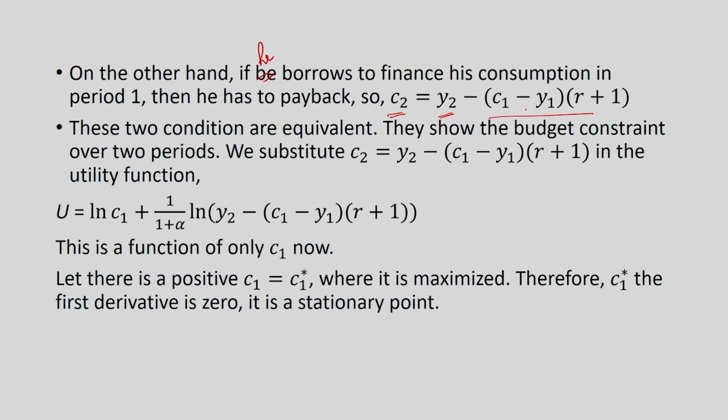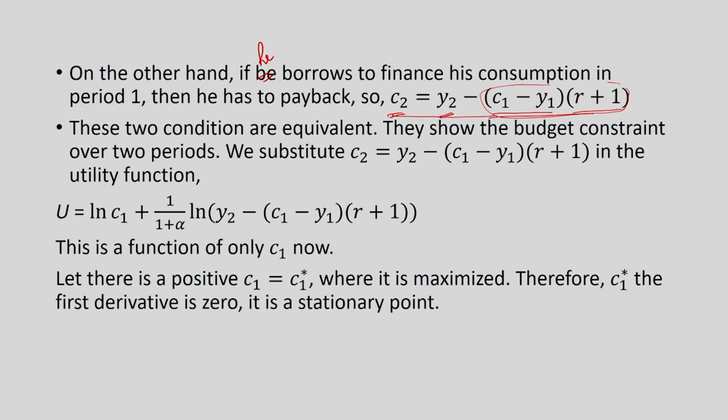Remember, in period 1 he has consumed C1, whereas his income was Y1. So, this was the amount of borrowing that he did in period 1. On that there is this rate of interest. So, this is the total amount of money that he will have to pay back in period 2. So, that has to be subtracted from his income. Therefore, this is the consumption that he can afford in period 2.